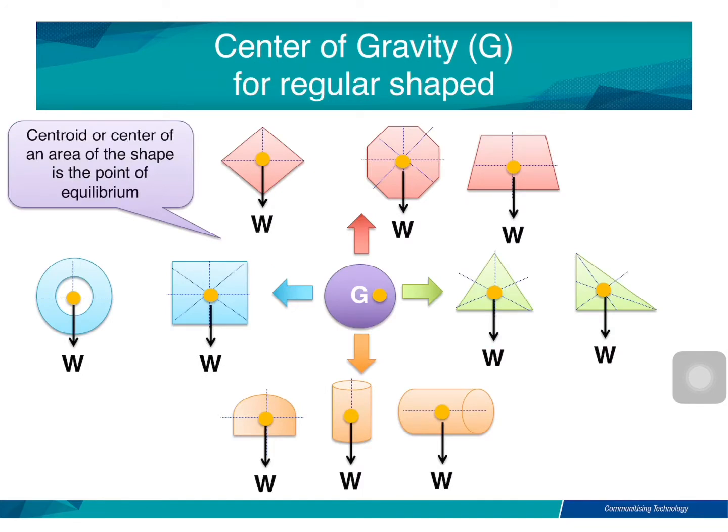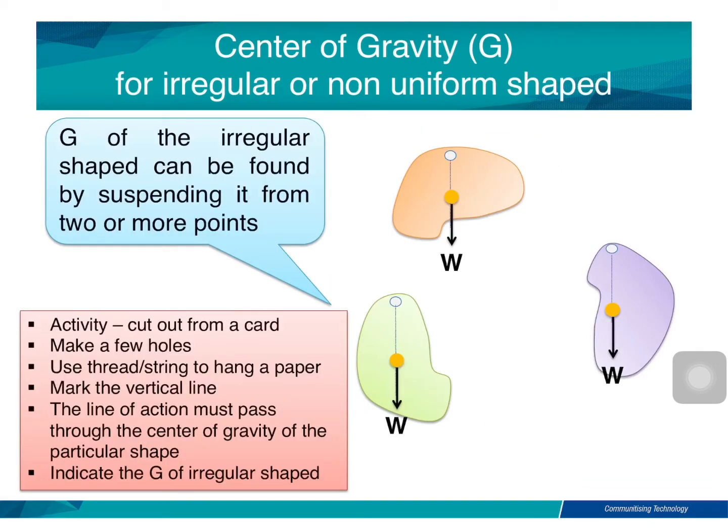Now, take a look at the center of gravity for regular shapes. You can see here, normally the centroid, or center of an area of the shape, is the point of equilibrium. This is the diamond shape, polygon, rectangle, circle, square, triangle, and also the cylinder. Next, this is the center of gravity for an irregular or non-uniform shape. You can see that the center of gravity for an irregular shape can be found by suspending it from 2 points or more. You can see the point where the weight is acting.